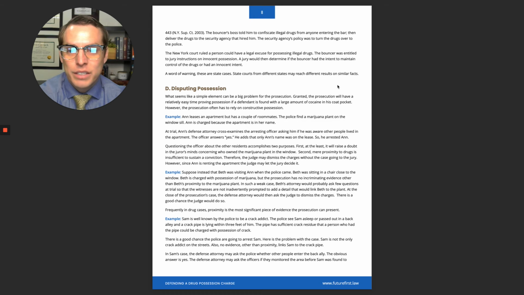First, at least it will raise a doubt in the juror's mind concerning who owned the marijuana plant in the window. Second, mere proximity to drugs is insufficient to sustain a conviction. Therefore, the judge may dismiss the charges without a case going to the jury. However, since Anne is renting the apartment, the judge may still let the jury decide it.